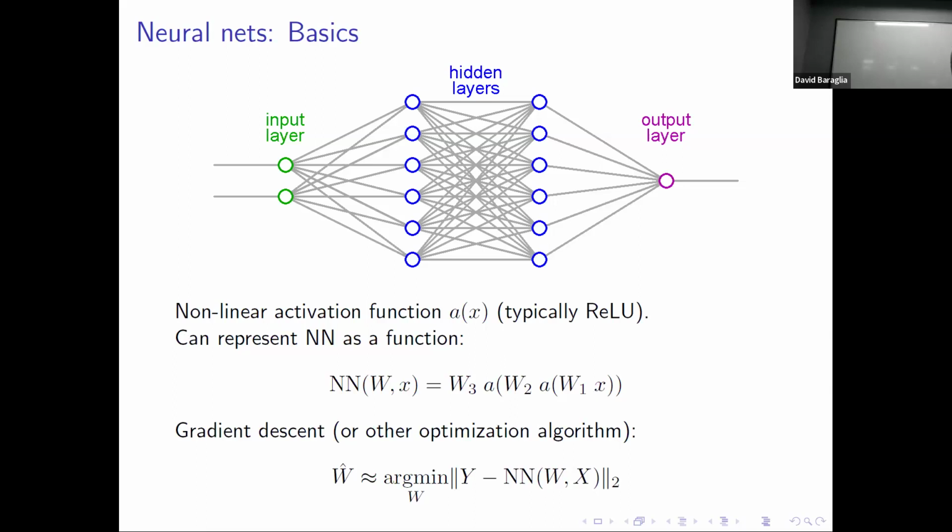The way the neurons process data is they take all the input signals they have, they take a linear combination of those, and then apply a nonlinear activation function to the result. Typically, ReLU is commonly used.